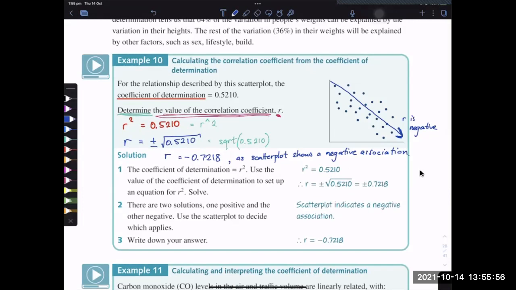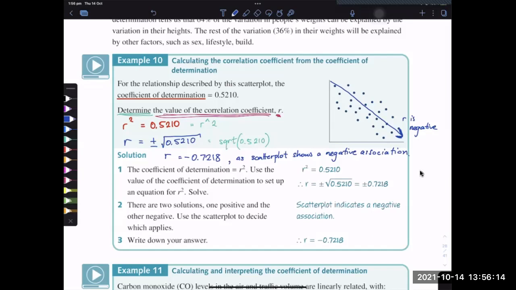So in simple terms, you square root the coefficient of determination to get your correlation coefficient. So you square root the number, then you just have to figure out if it's positive or negative.